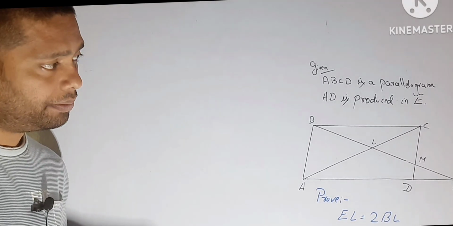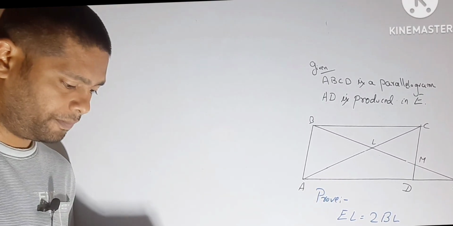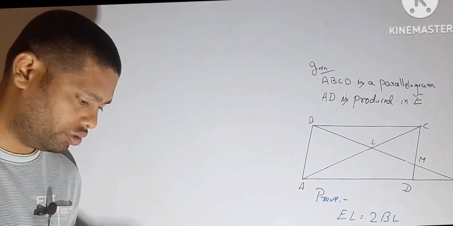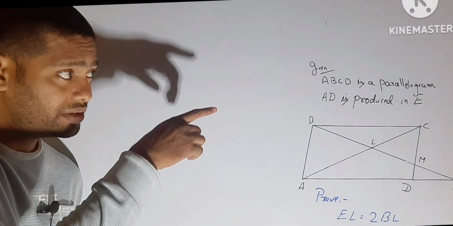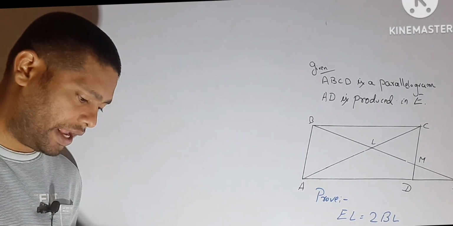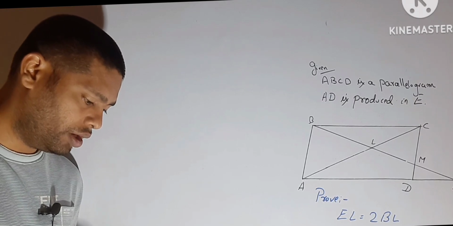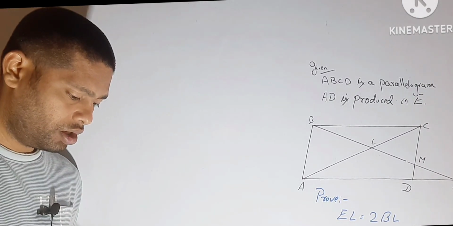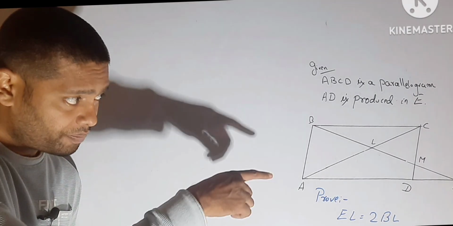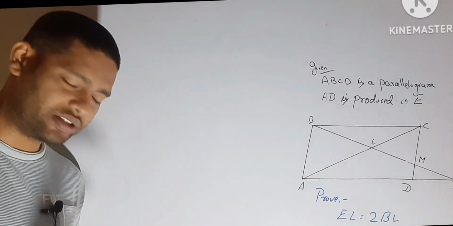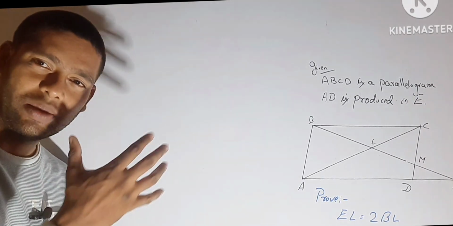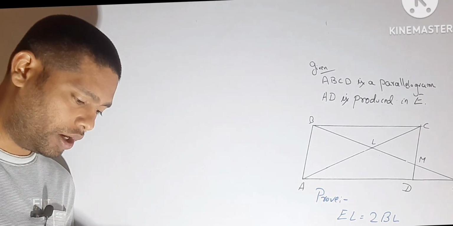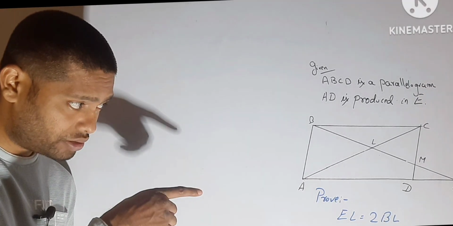Through the midpoint M of the side CD. So M is the midpoint of side CD, this they told you. ABCD is a parallelogram, they told you. The line BM is drawn and intersects AC at L, and AD produced meets at E. Again, they are saying produced. In the last class we did some work on the produced part, how to do this and what is the application of that. So what we have to prove? EL is equal to 2 times BL.